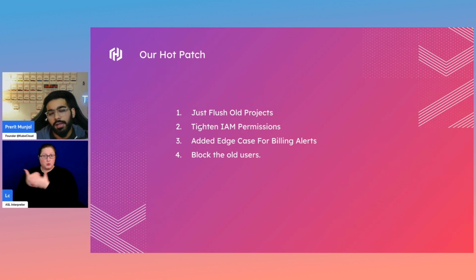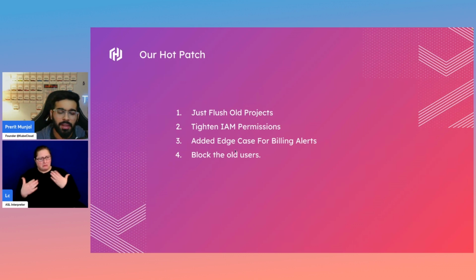Next thing was, we tightened our IAM permissions. We manually checked every permission of every user-facing lab. The third thing was, we added an edge case. As I told you, this is a common loophole, and I'm sure that 90% of the people don't even know about it. And the fourth thing was, we blocked the users. This was our hot patch, because we thought that this was the first time, and if we block these particular users, nothing will happen.